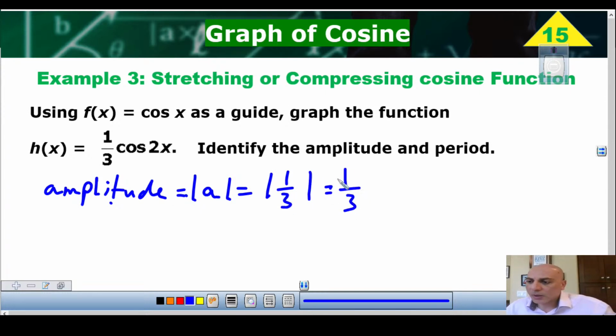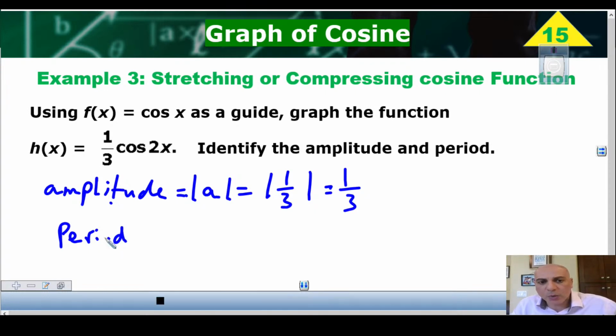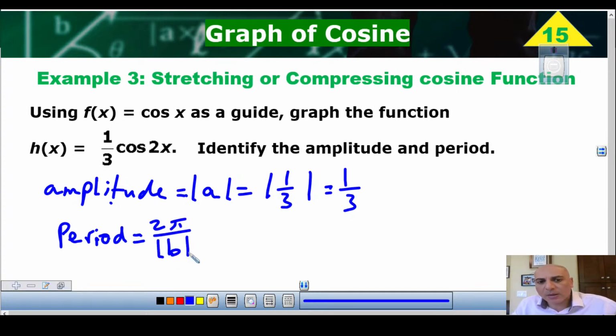What does that tell me? Well, this tells you right off the bat that the maximum that you could reach is 1/3. The minimum that you could get to is negative 1/3. That's exactly what this means. Second item is the period. How do you get the period? Well, you identify the period by using that little cute formula that I gave you, which is 2 pi divided by the absolute value of b. And in our case, 2 pi divided by, what's the absolute value of b? What is my b?